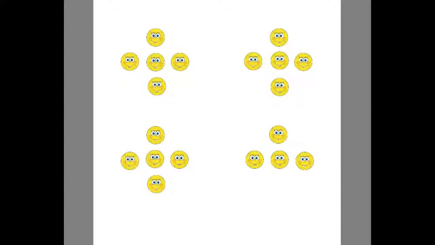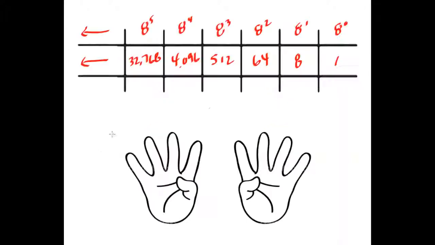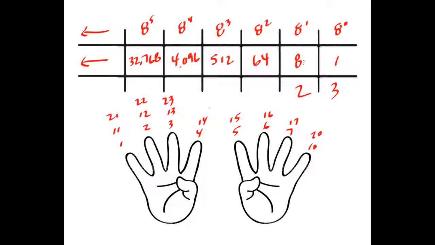Let's count this many things in base 8. That would look like this. 1, 2, 3, 4, 5, 6, 7, 10, 11, 12, 13, 14, 15, 16, 17, 20, 21, 22, 23. So 23 in base 8. 2 sets of 8 and 3 ones.